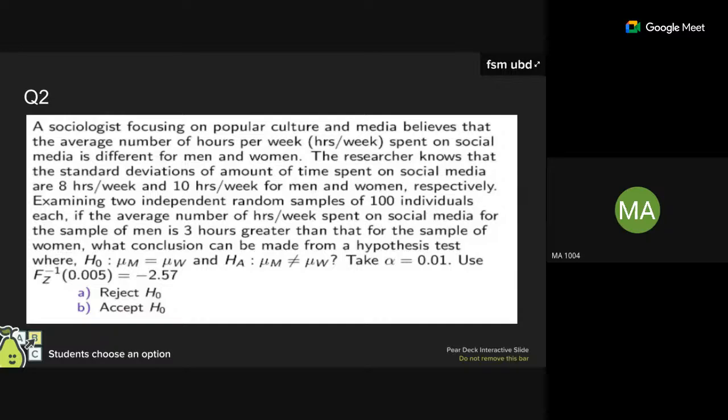What conclusion can be made from a hypothesis test where the alternative and null are given to you, and alpha is also given to us. What we have to do is find the critical value and compare the critical value with this 3. And here if you see, the alternative is not equal to, so it is not left tailed or right tailed, it is two tailed.